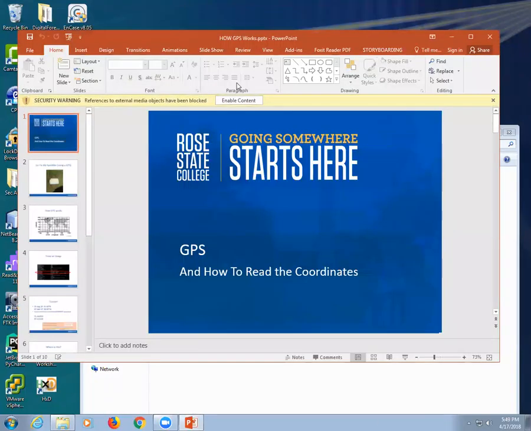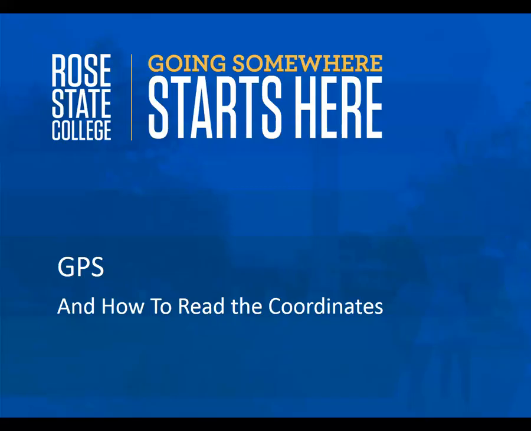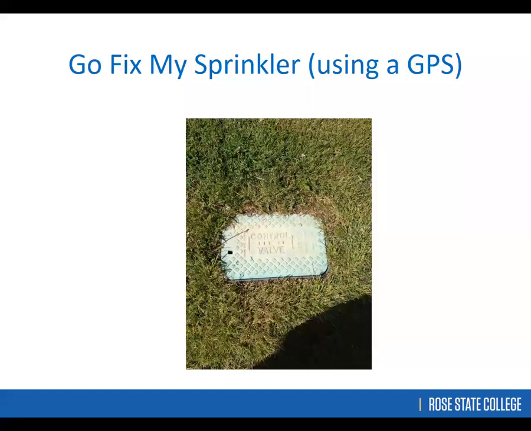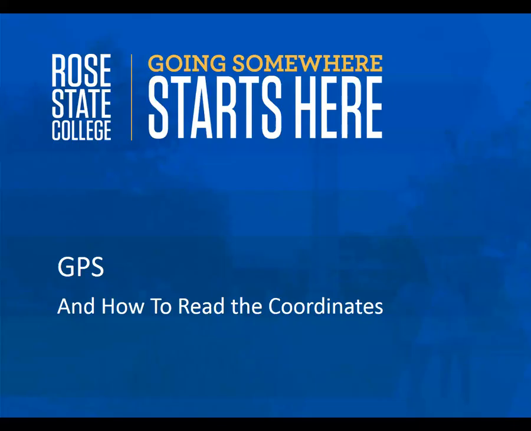Okay, this is the same presentation that was up there, but I changed it just a little bit. Basically, I'm not going to talk about GPSs, but I'm going to talk about how to read the coordinates of them. Okay, covered this a little bit last week. So they gave you a picture, told you to go fix my GPS, fix this sprinkler with GPS enabled. You could do it. All you need to do is figure out where it's at. Did I show you a picture?